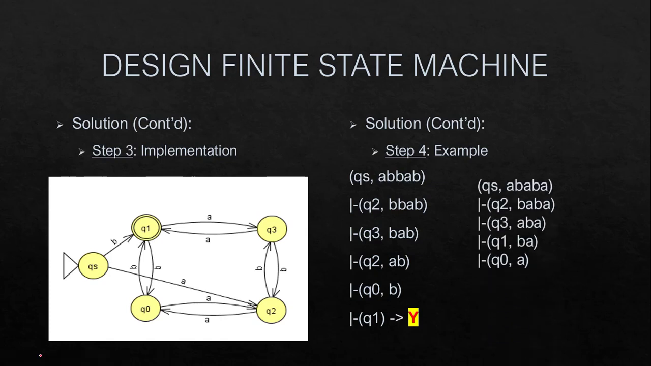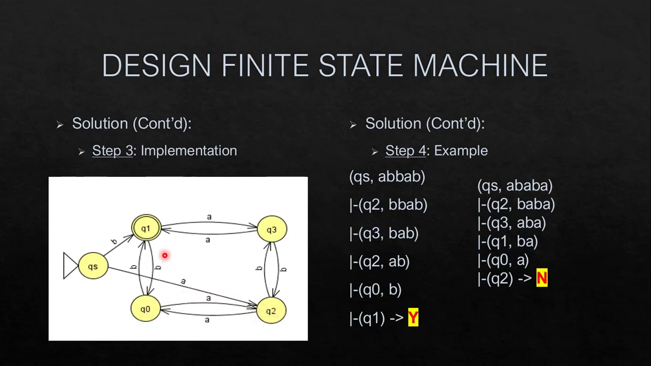Another example is A, B, A, B, A. So here from QS we are going to Q2 state. From Q2 we go to Q3. From Q3 we go to Q1. From Q1 we are going to Q0. And from Q0 again we go back to Q2 state.